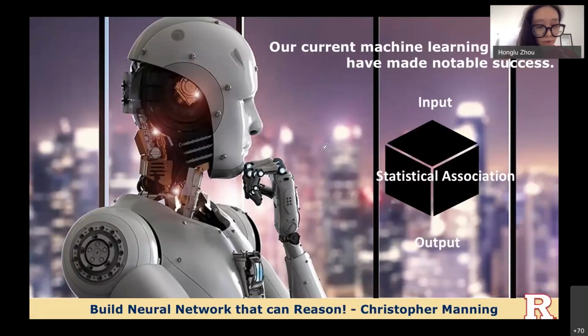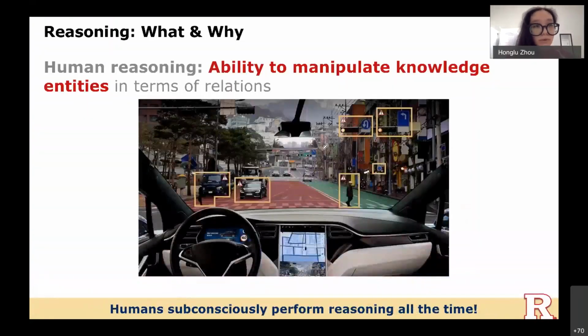So how can we develop systems that are more intelligent than our current systems? And what can we do about reasoning? Well, reasoning in terms of humans is the ability to manipulate knowledge entities in terms of relations. Humans are subconsciously performing reasoning all the time. For example, when we are driving, we would first recognize the objects, which are the knowledge entities. And then we would form an understanding of relations between these knowledge entities.